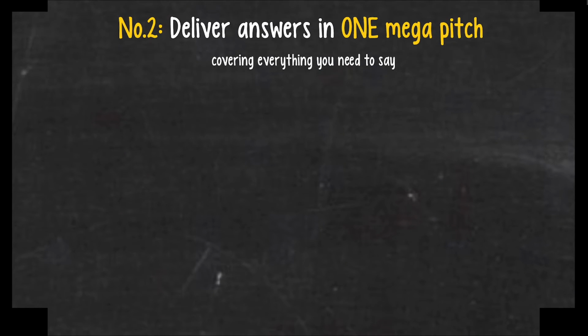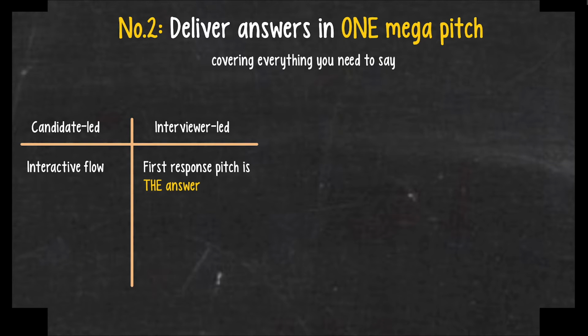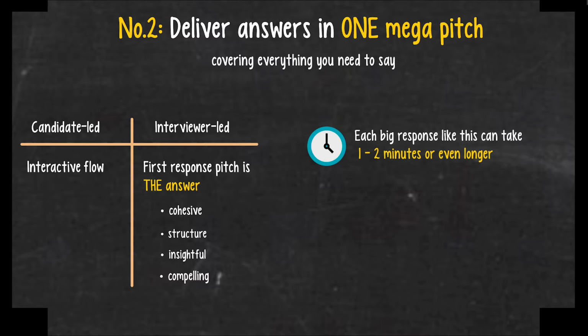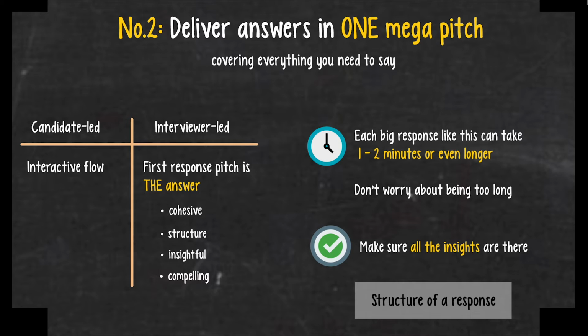Number 2, always deliver answers in one mega pitch, covering everything you need to say. In candidate-led cases, the flow is much more interactive. You can get away with providing pieces here and there. But in the interviewer-led format, the first response pitch is the answer, and you'll be graded based on that. So you want to make that a cohesive, structured, insightful, and compelling pitch. Each big response like this can take 1 to 2 minutes or even longer. Don't worry about being too long. Just make sure all the insights are there. We'll talk about how to structure a typical response later in this video.